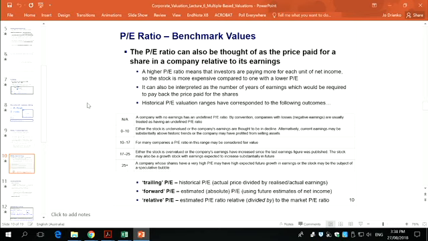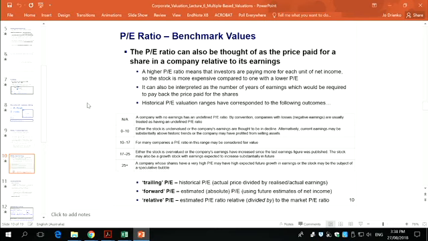It can also be interpreted as a payback period. It can be interpreted as the number of years of earnings which would be required to pay back the price for the shares. So if the PE ratio is 10, let's say, so 10 divided by 1, that means you're paying $10 for $1 of earnings each year. To pay that back, that's 10 years.